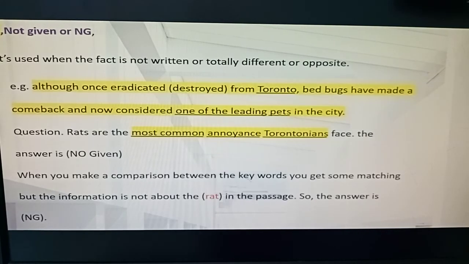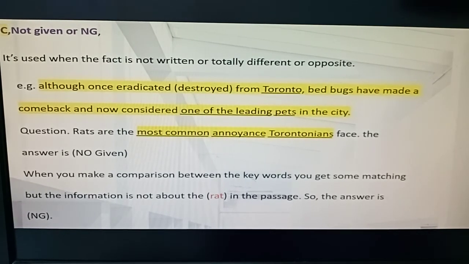Not given. Okay, when can the answer be not given? It can be written or used when the fact is not written, or is totally different or opposite. These are the cases that you write not given under.